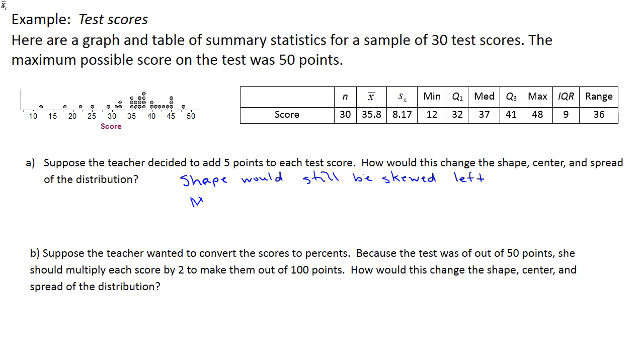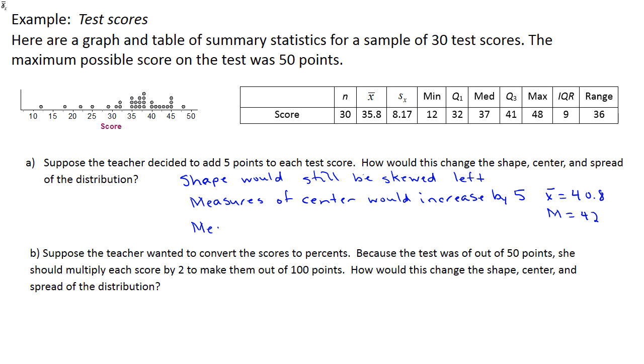Measures of center would increase by 5. So in other words, the X bar would be 40.8 and the median would be 42. The measures of spread wouldn't change.